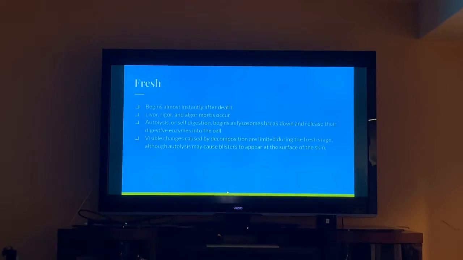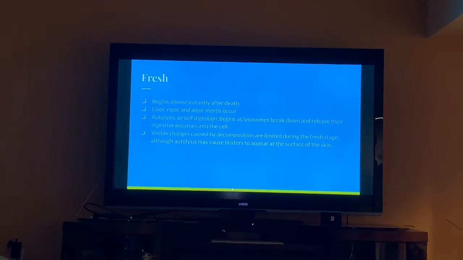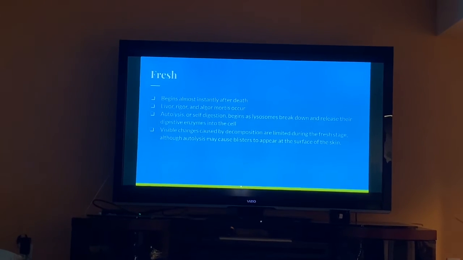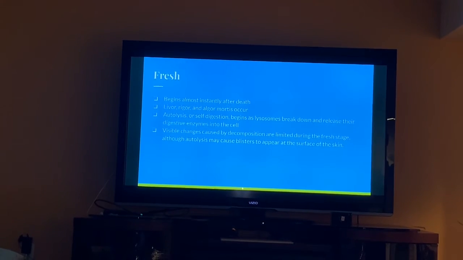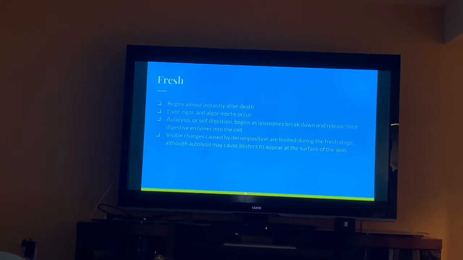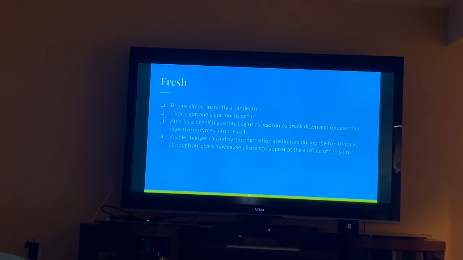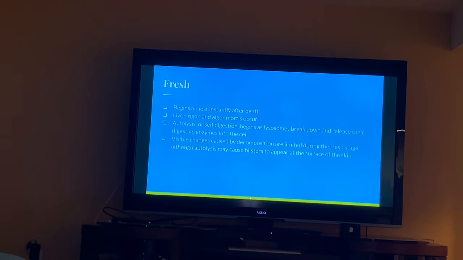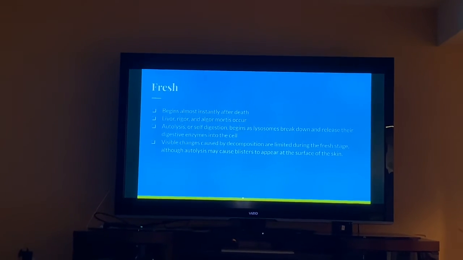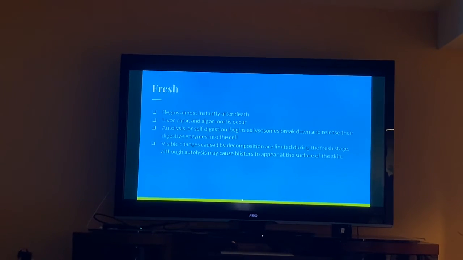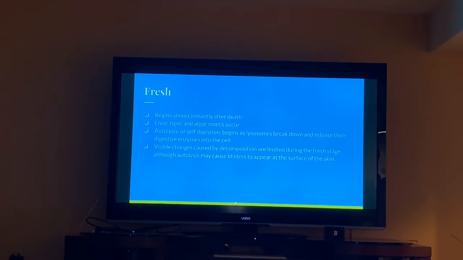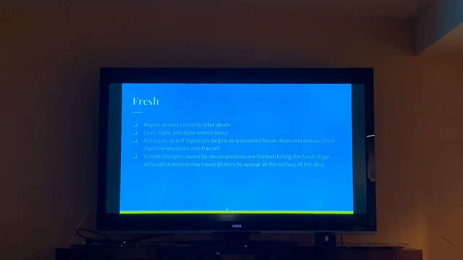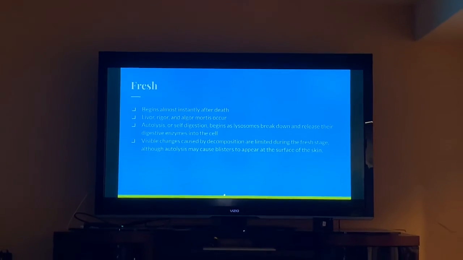So there's a question also coming for fresh, and it is what autolysis is. And so the definition I got is, it is the destruction of cells or tissue by their own enzymes, especially those released by lysosomes. So I'm gonna give you guys another second to write that down too. So that's what autolysis means, and you're gonna see that a couple more times through this presentation.